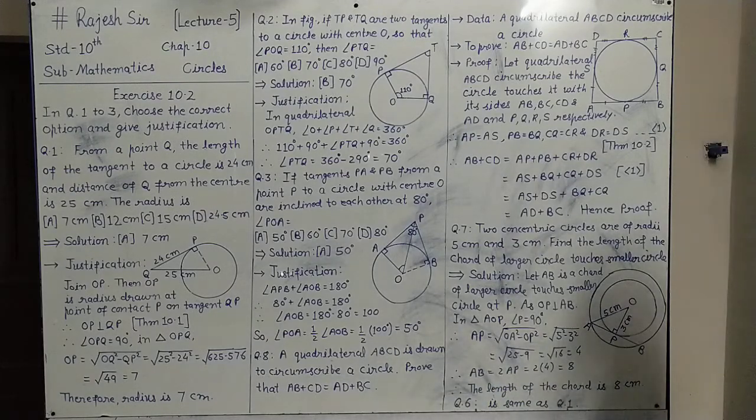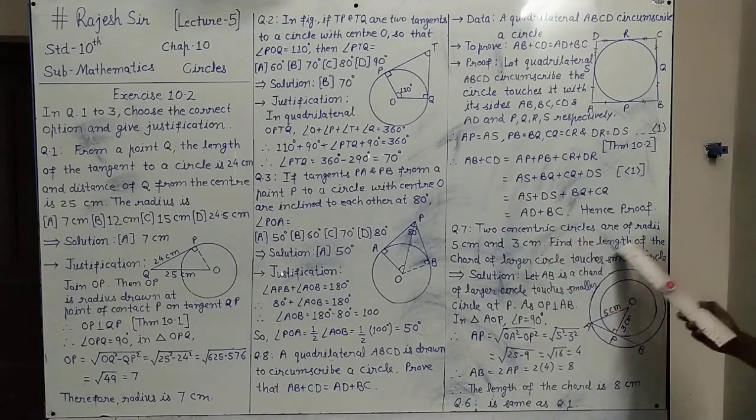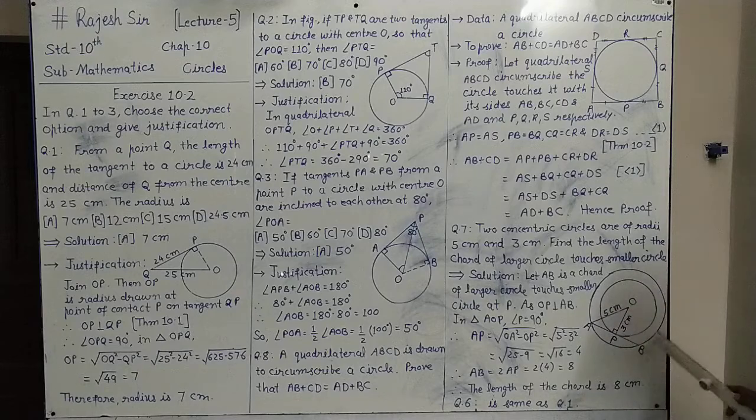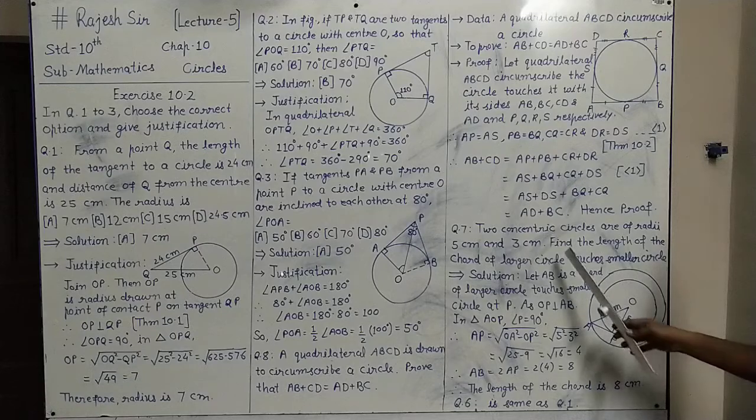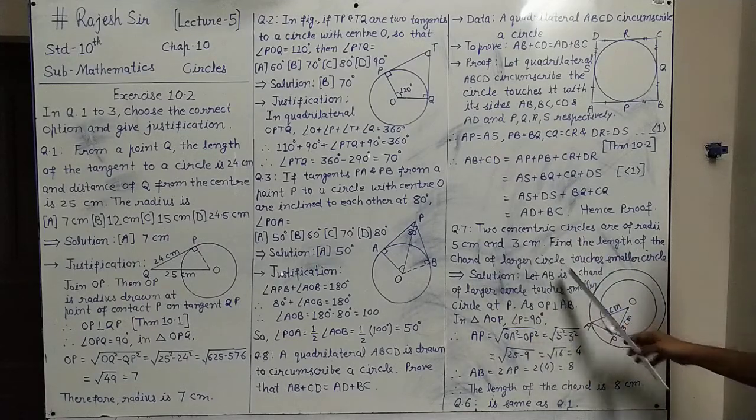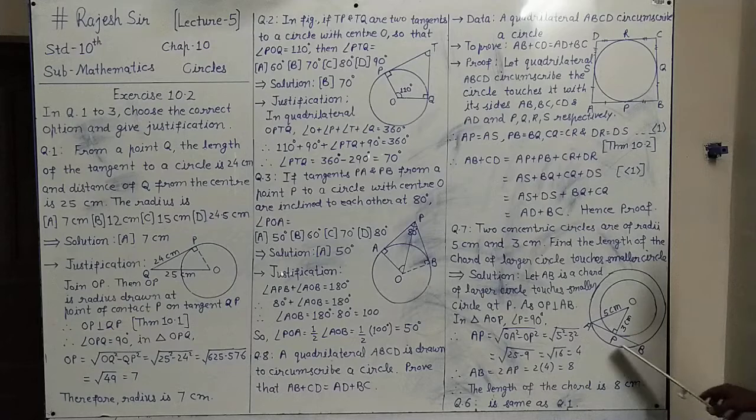So it is suggested to write it. Question number 7 is next. Two concentric circles are of radii 5 and 3 cm. We have drawn them here. Concentric circles, as you know, have the same center. The center is O only. The smaller circle is of 3 cm and the larger circle is of 5 cm. Find the length of the chord of the larger circle. This AB, you can see, is the chord of the larger circle, touching the smaller circle at P, that is given. This AB's length we want to find out.